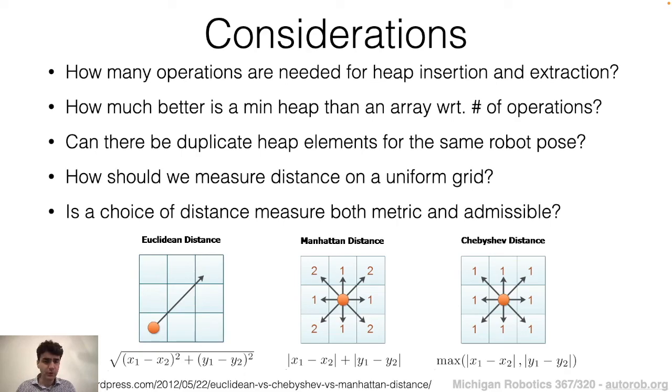Another one, towards the bottom, looks at these different measures of distance and asks whether the choice of distance measure could be both a metric and also admissible, based on the definition that we saw during our discussion on A star.